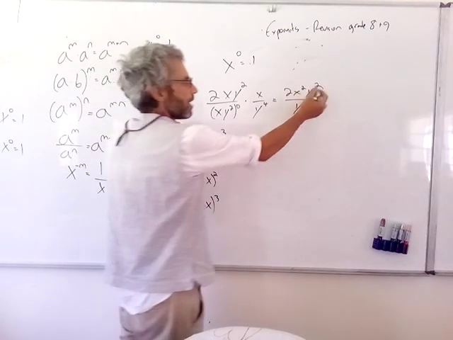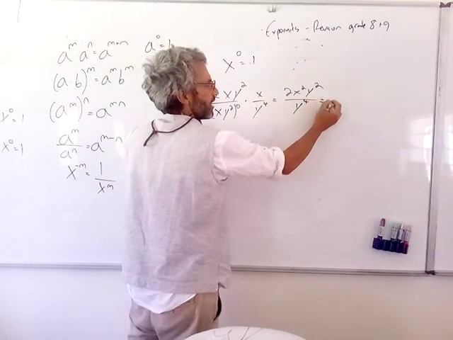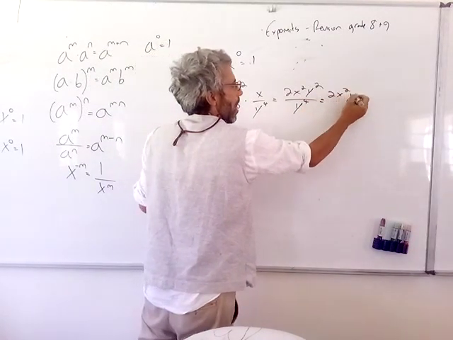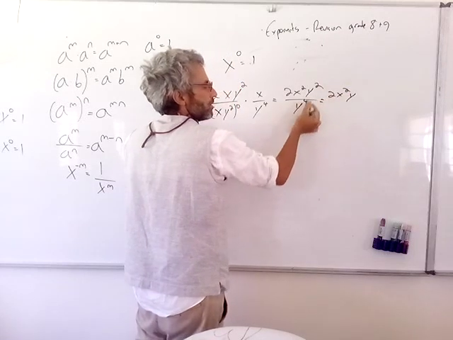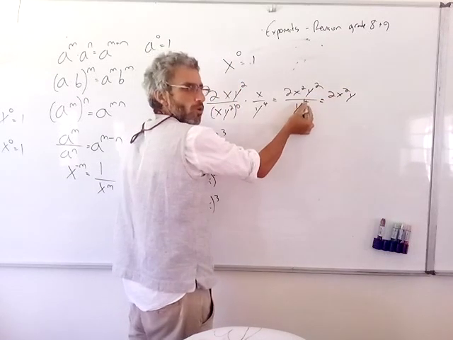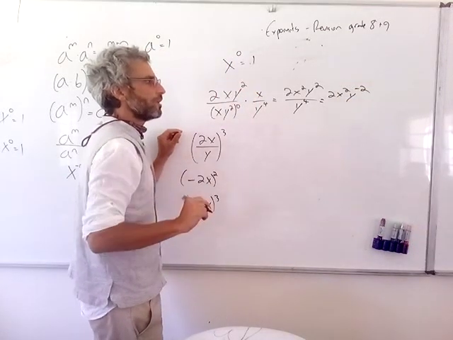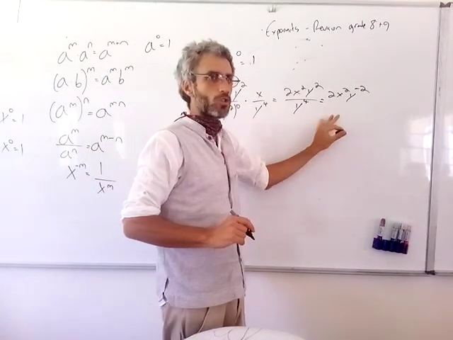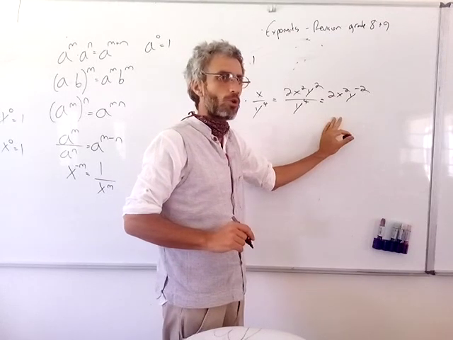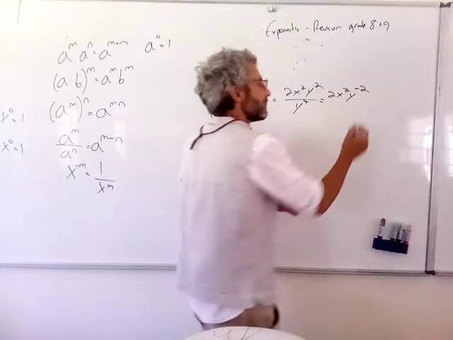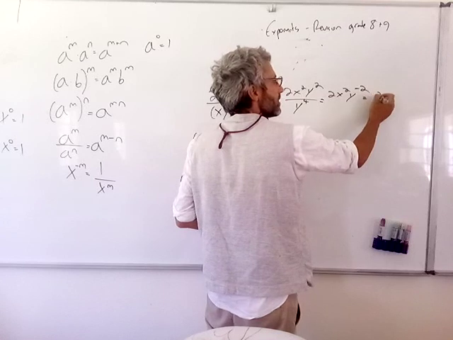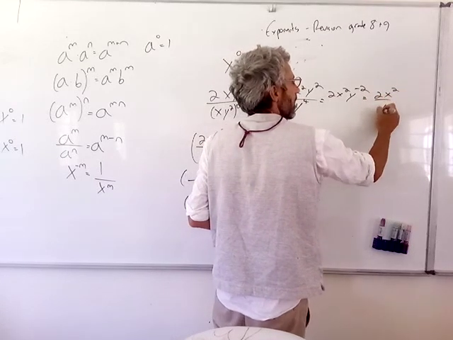Now, I can do something with the y. What can I do? 2x squared times y to the power 2 minus 4, so minus 2. As far as I'm concerned, you can leave it like that. There's nothing wrong with leaving it like that. But if you're asked to write down positive exponents, then we'll write it as 2x squared divided by y squared.